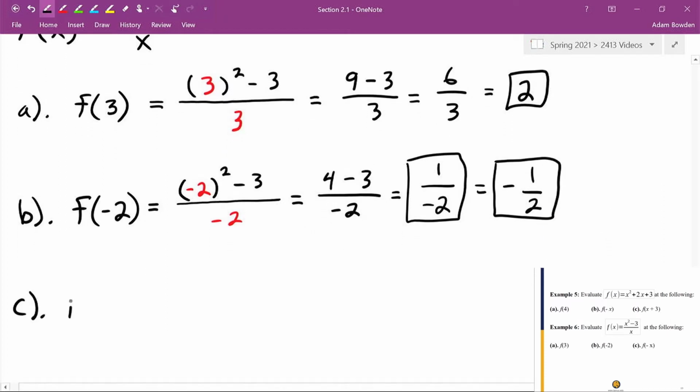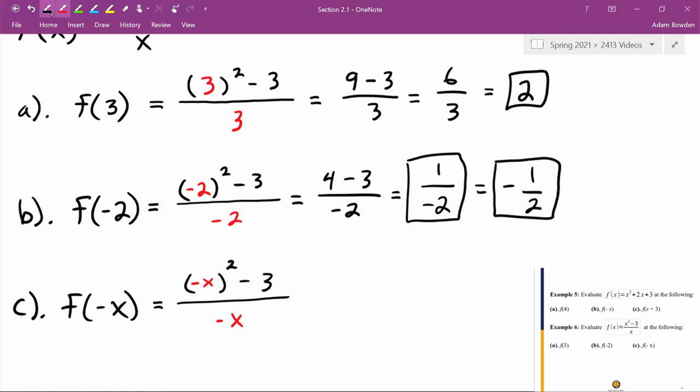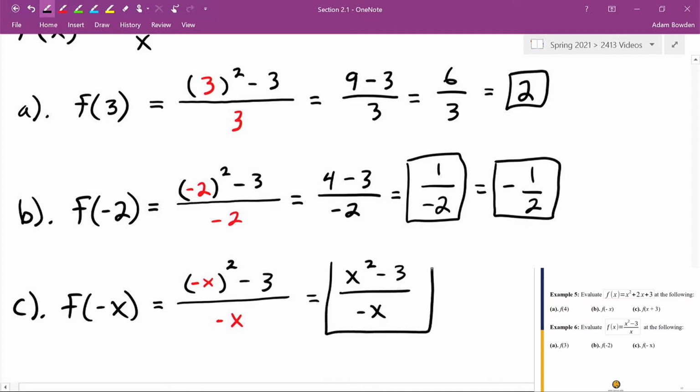Let's also try f of negative x. So to plug that in, again, where x was located, we're going to substitute in negative x. So I have negative x squared minus 3 all over negative x. So negative x squared will just turn into positive x squared minus 3 over negative x. And really, that's all we have to do here.